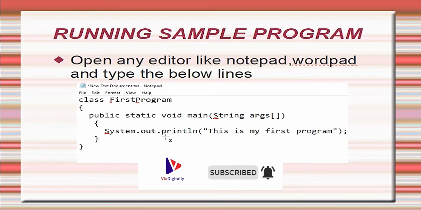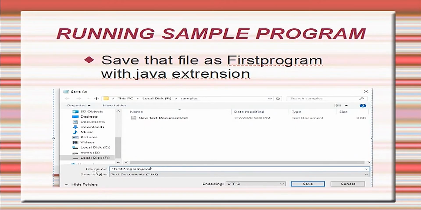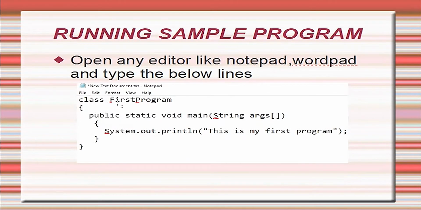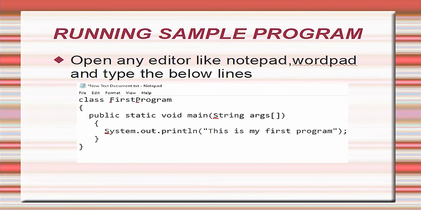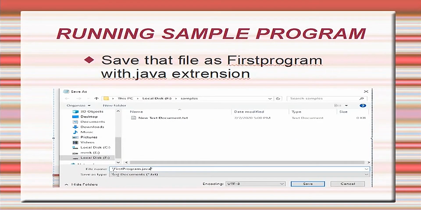After typing this program in a notepad, save this program with the class name. Whatever you have given here in the class name should be the file name. The same with the case also. If you are giving a capital F here, in the file name also you have to give a capital F only. And save this file with .java extension. So our file name will be firstprogram.java.